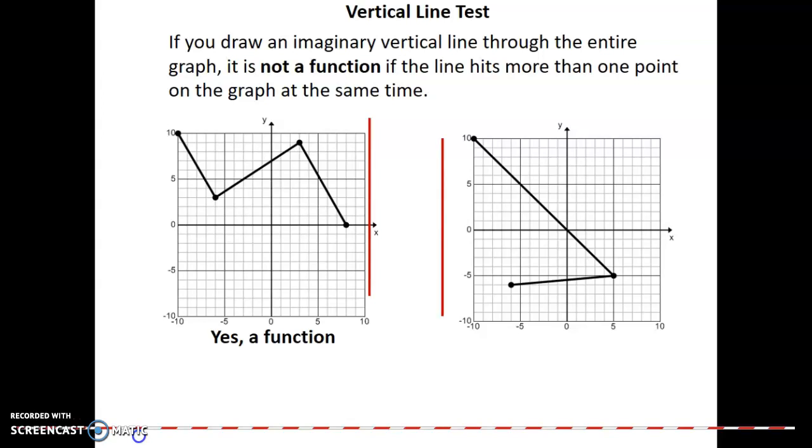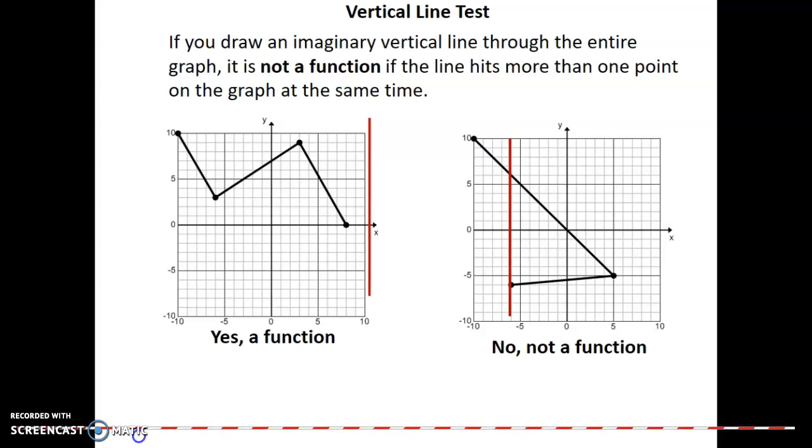We do it again over here. As we move along, right about there, now the vertical line is hitting more than one spot on the graph. And this would not be a function. It does not pass the vertical line test because the x value of -6 has a y value of 6 and of -6. And that means one x cannot have more than one y, thus it is not a function.